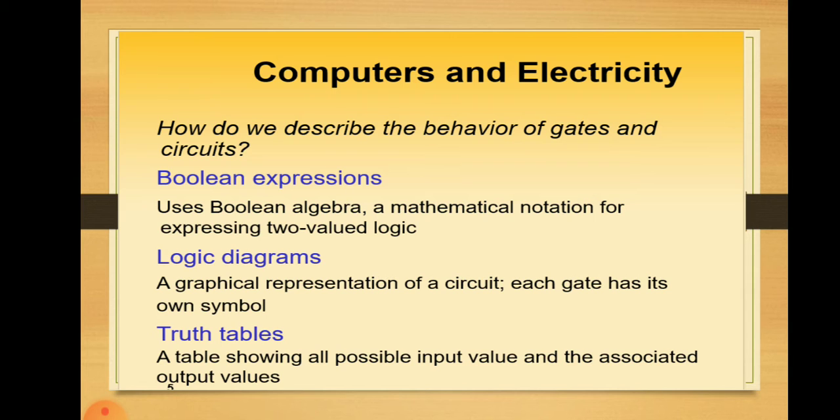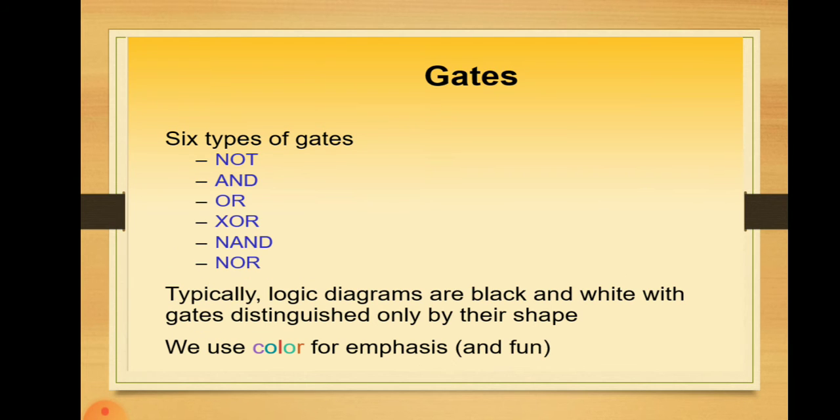Each gate has its own symbol. Means प्रत्येक याच्यासाठी आपण सेपरेट सिम्बॉल बघणार आहोत. Then last one is truth table, a table showing all possible input values and the associated output values. Then gates, 6 types of gates: NOT, AND, OR, XOR, NAND, NOR. This is the 6 types of gate. The logic diagrams are black and white with the gates distinguished only by their shape. We use color for fun.